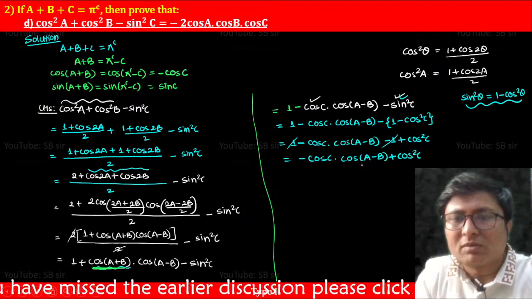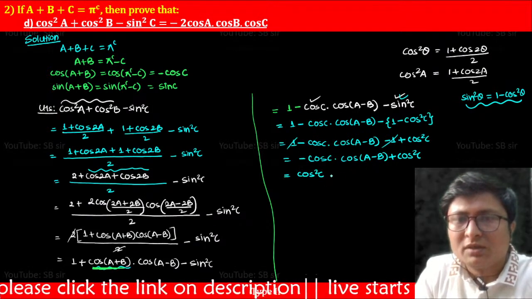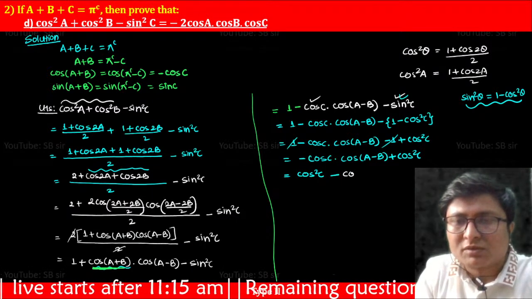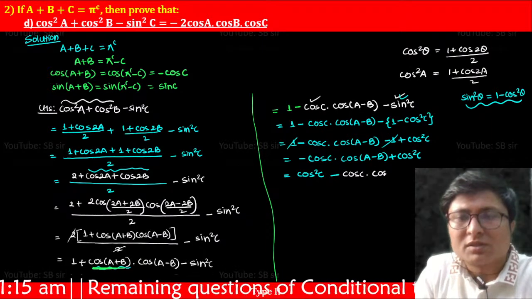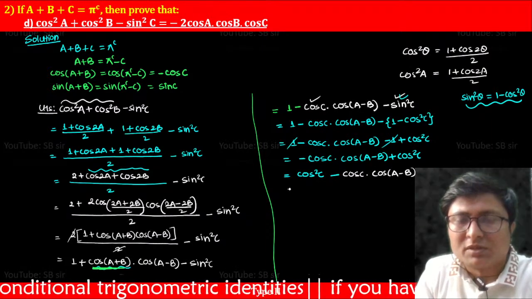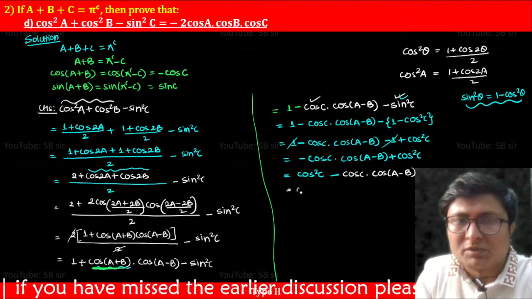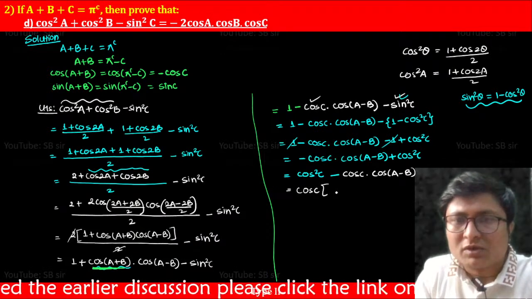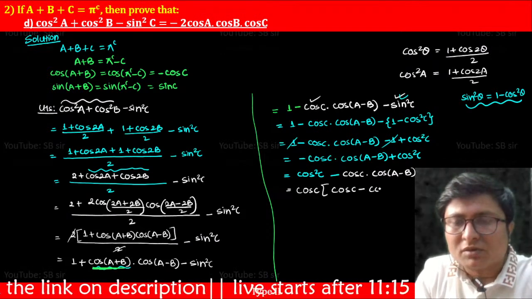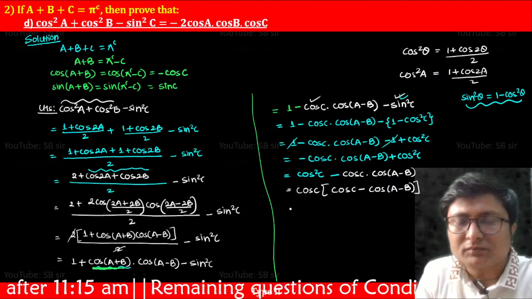Taking the cos square c together, what happens here? So this is equals to cos square c. Let us rearrange: keep the plus first and the minus after. Cos square c minus cos c cos(a minus b) minus cos c cos(a minus b). What is common here? I think cos c is common. So cos c is common: cos c minus cos(a minus b), cos c minus cos(a minus b).